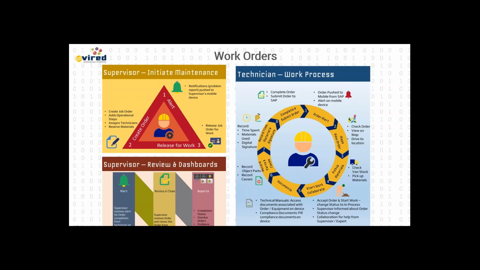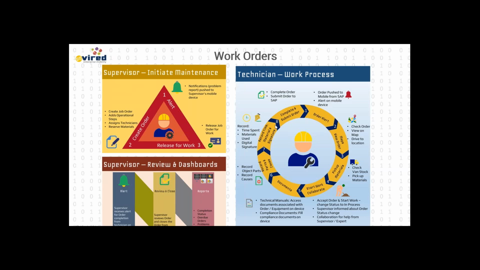Once the supervisor releases the work order, the technician receives the work order, gets an alert. The technician looks at the order, knows what exact work needs to be done, picks up the required materials, goes to the location, does the job, accesses any technical manuals that are associated with the equipment, location, and work orders on the mobile device, fills any compliance documents that are there, does the job, and then records object parts and causes, which can help later in analysis as to why this problem recurred.